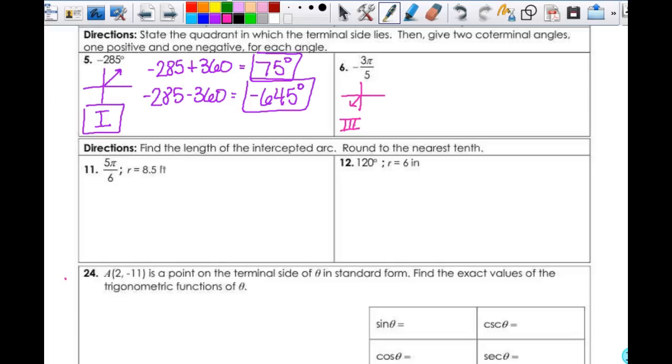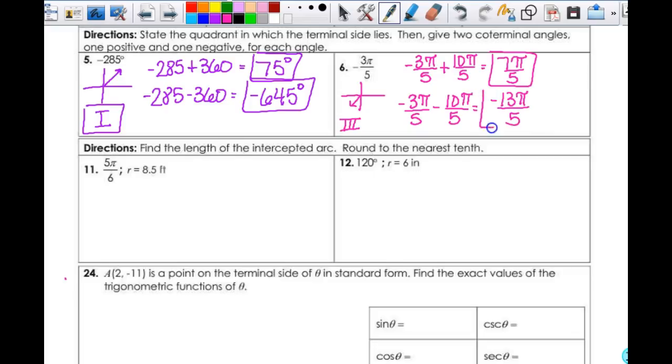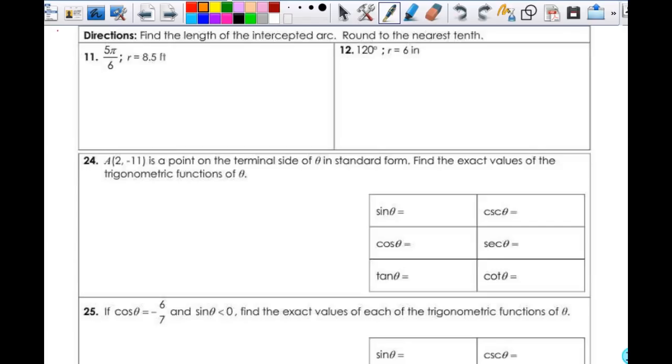Then I'm going to take this negative 3 pi fifths, and I'm going to add 2 pi to it, but I've got to do 2 pi in disguise because I'm talking in fifths. So 2 pi is 10 pi fifths. So this would give me 7 pi fifths for my positive angle. And then for my negative 3 pi fifths, I subtract 2 pi in disguise as 10 pi fifths, and that's going to give me negative 13 pi fifths. There you go.